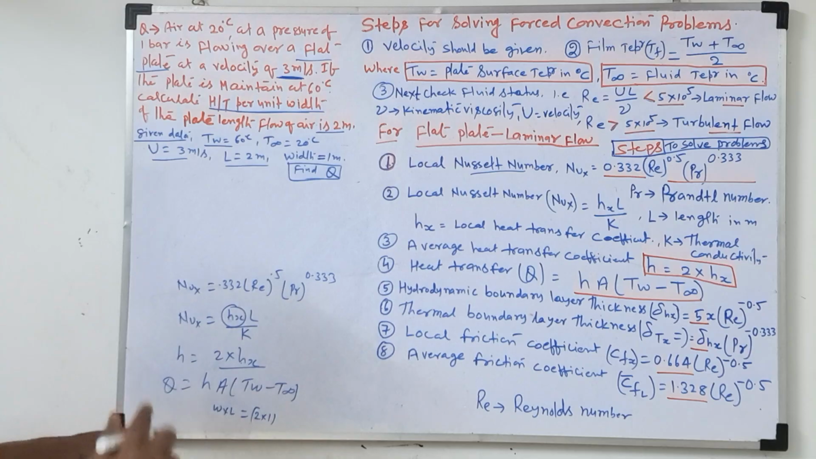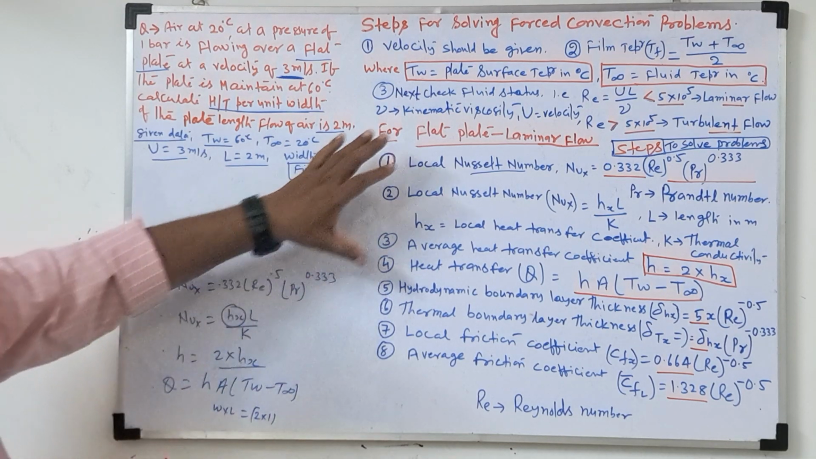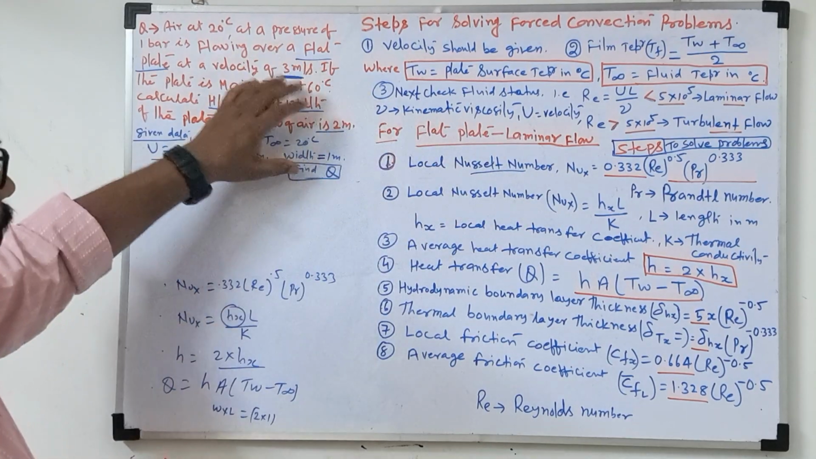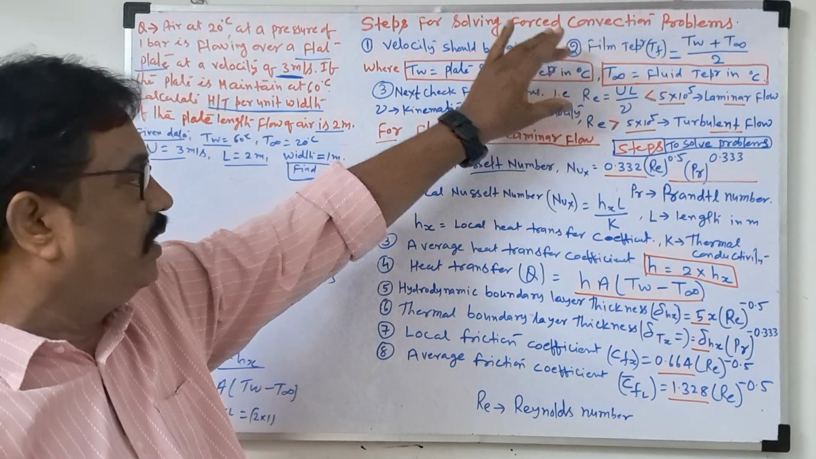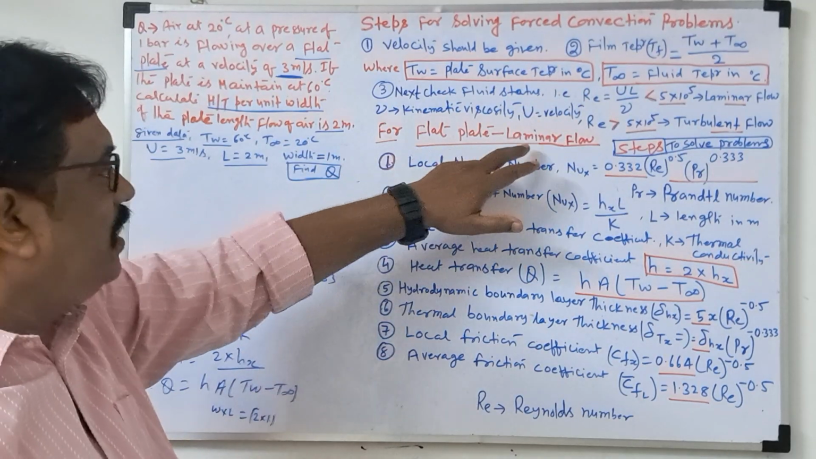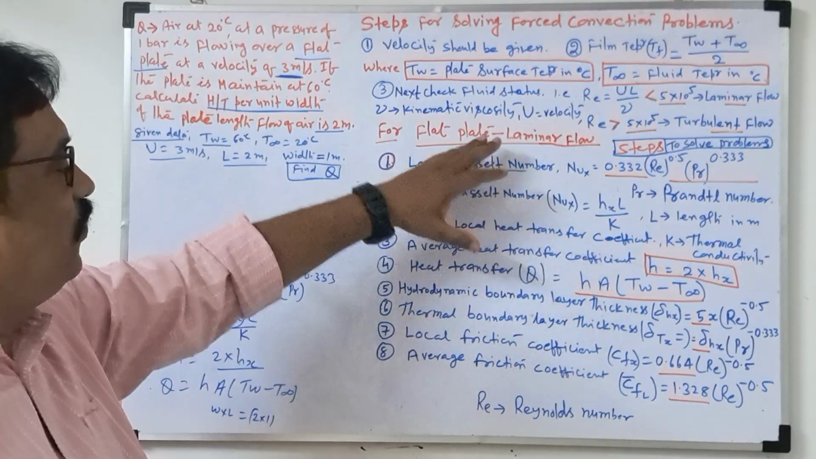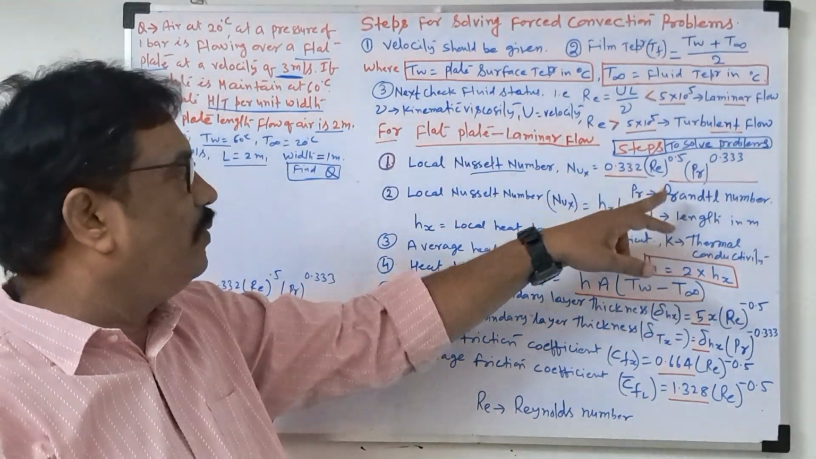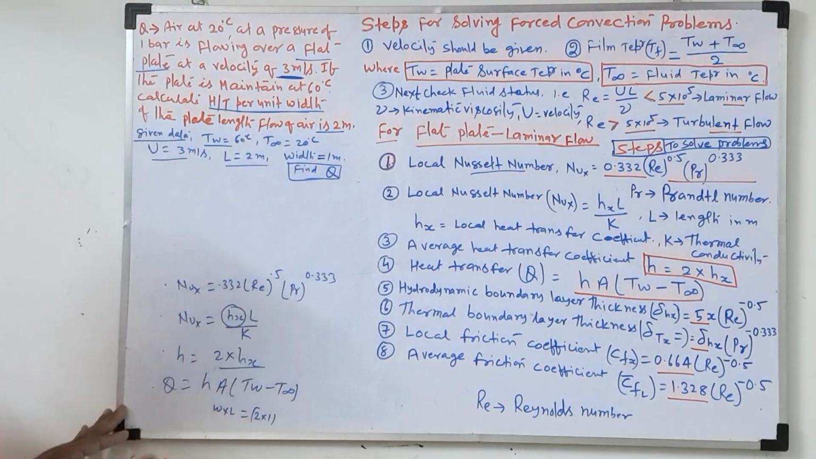If we follow these steps 1, 2, 3, 4, we can get the answer. Those are the only steps I wrote here. Before this, check the fluid status. In each and every problem we have to do that. Once it is laminar, as this is laminar only, the formulas are as given. If turbulent flow comes, the Nusselt number formula will be different. So these are the steps to solve this question.